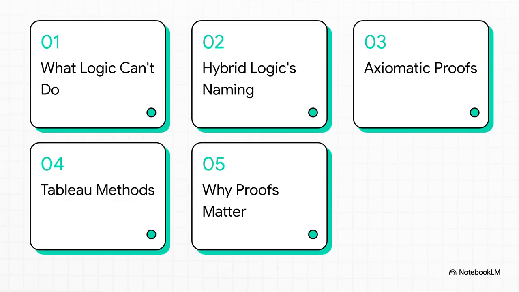So here's what we've got on tap. We're going to start by seeing what standard logic is missing. Then we'll introduce the new tools that fix it. And from there, we'll see how those tools completely revolutionize two major ways of building proofs: axioms and tableaus.